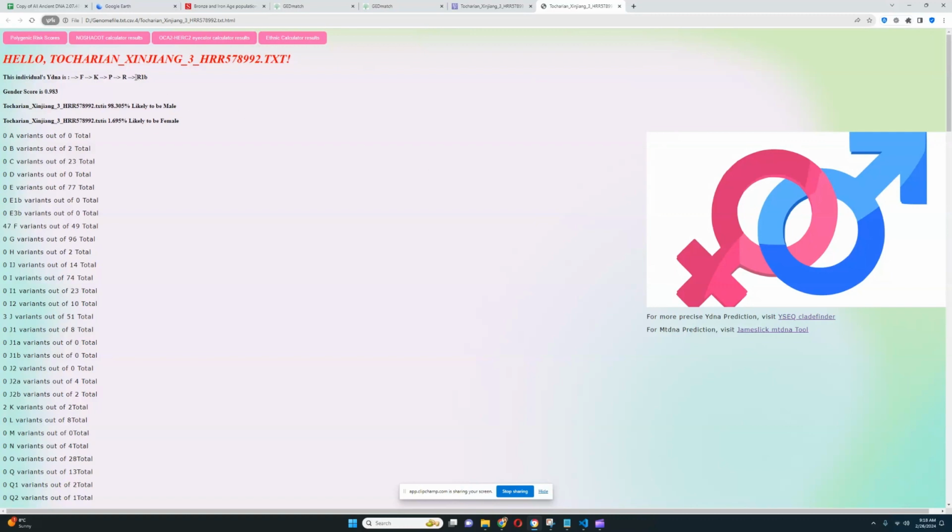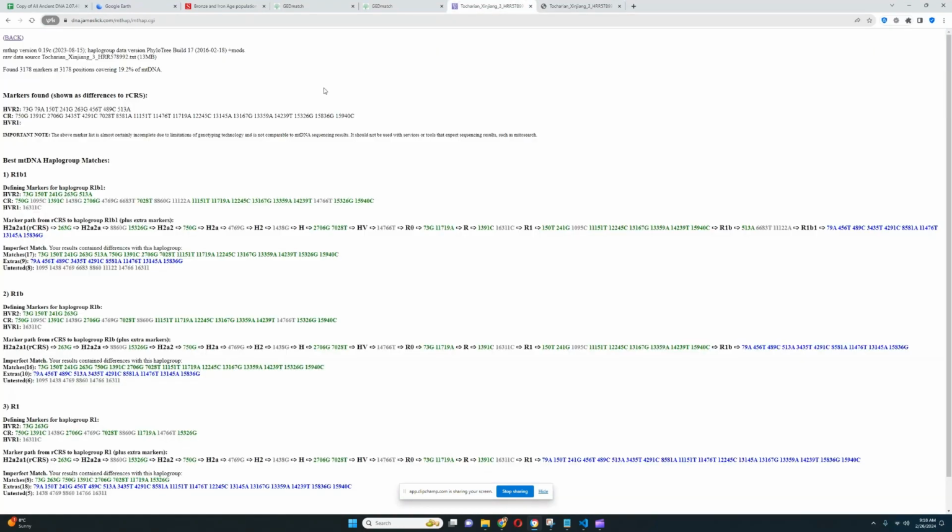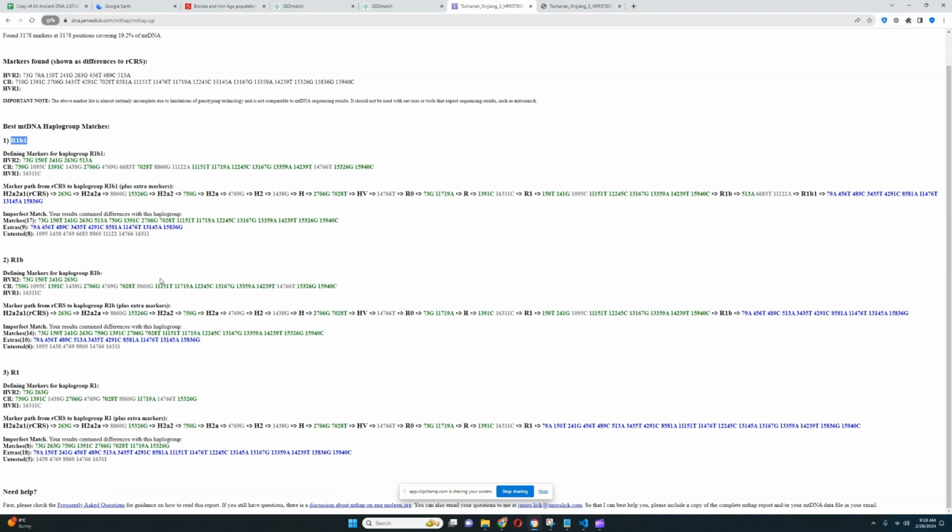It looks like he's got haplogroup R1b. Y-DNA is R1b, which is really, really interesting. R1b is a very Western European lineage. And his mitochondrial lineage is ironically also R1b. I did not even know that R1b was a mitochondrial lineage, but apparently it is. So his mitochondrial lineage is also R1b1, which is very interesting. Okay.